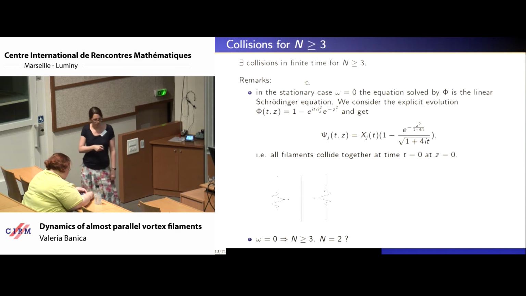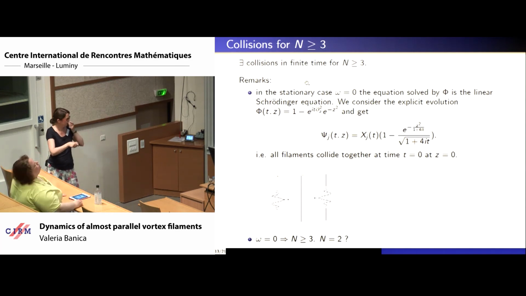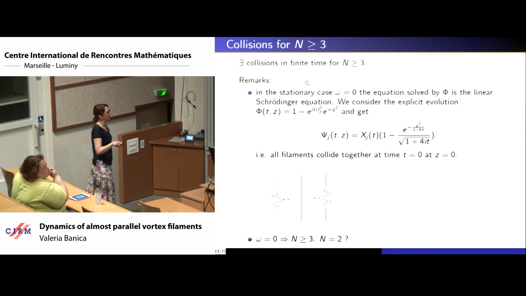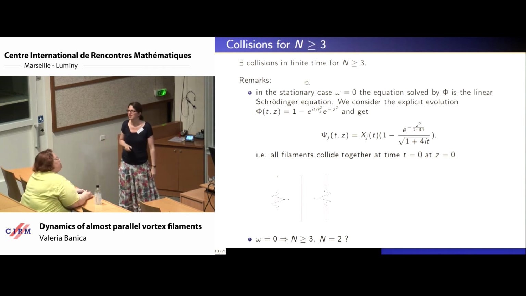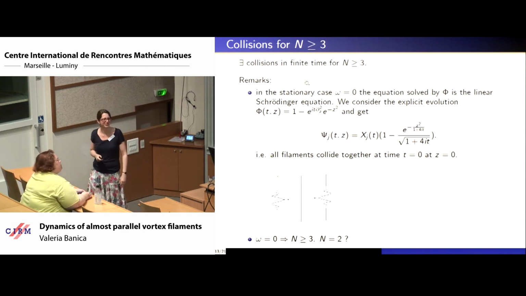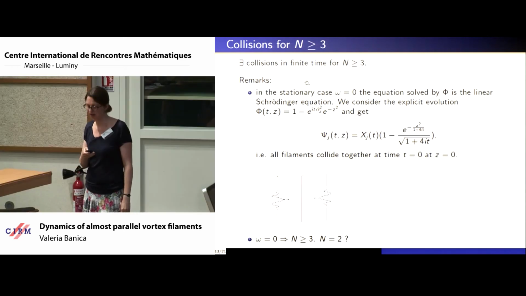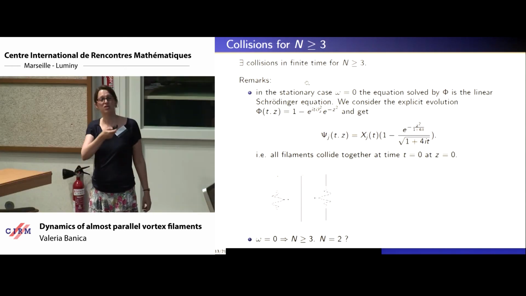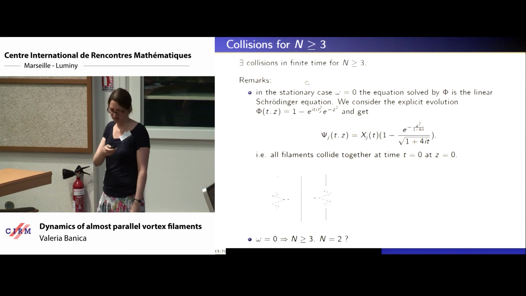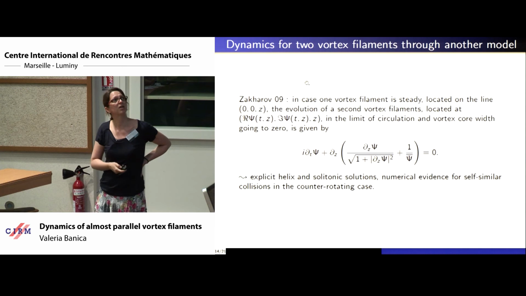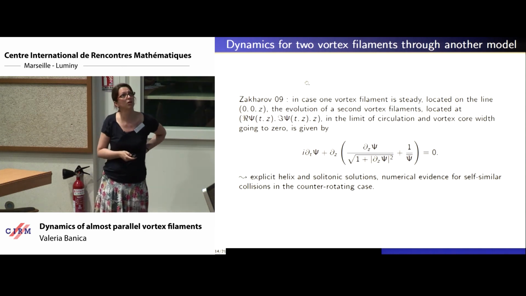Okay, so now the issue is that in this case, you have to have n larger than 3. And remember, the plane has only 2 contours, not 3. So what to do? This is the last part of my talk about collision, really for the initial problem of 2 vortex filaments. But before going to that, I will present also another model of evolution of 2 vortex filaments, which is due also to Zakharov.